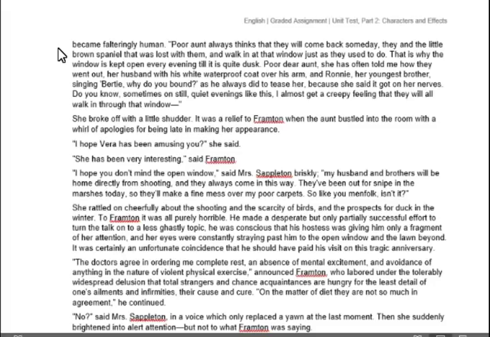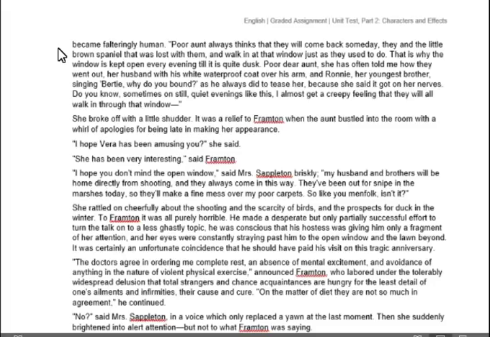Do you know, sometimes on still, quiet evenings like this, I almost get a creepy feeling that they will all walk in through that window. She broke off with a little shudder. It was a relief to Frampton when the aunt bustled into the room with a whirl of apologies for being late in making her appearance.